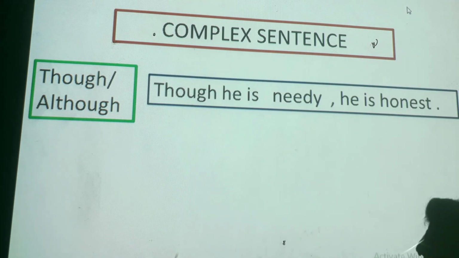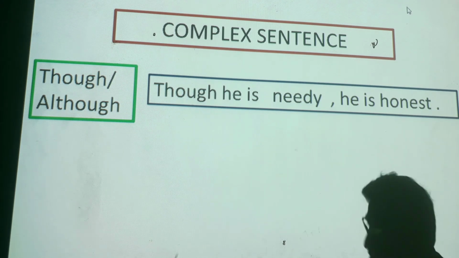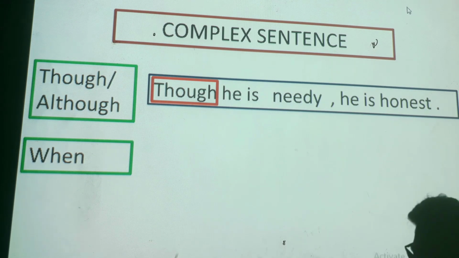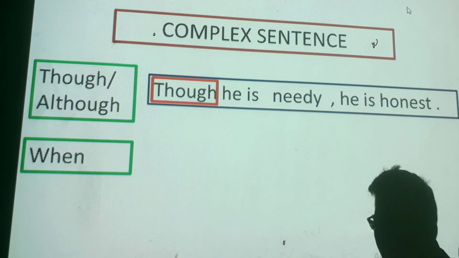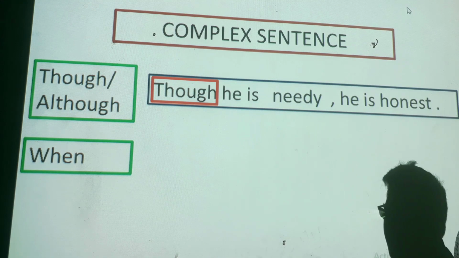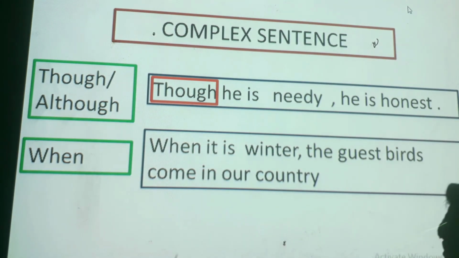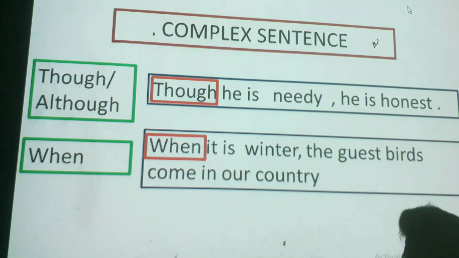Read the example. Though he is needy, he is honest. This sentence is complex sentence. Why? Because in this sentence we see though. Okay, next when you will see when in a sentence, then you will think the sentence is complex sentence. Read the example. When it is winter, the guest birds come in our country. This sentence is complex sentence.